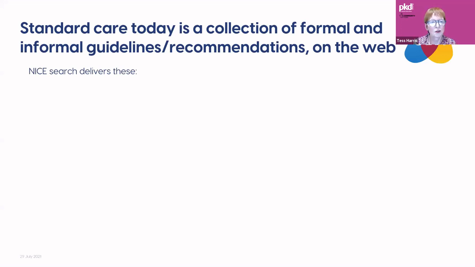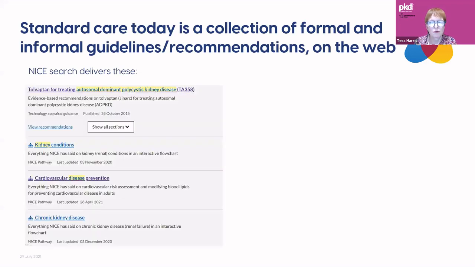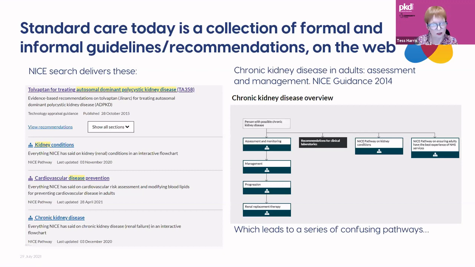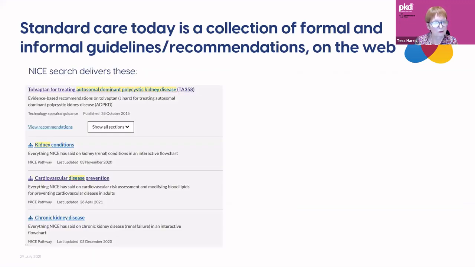If you start with a search of NICE, which would be the most obvious place to go, and type in autosomal dominant polycystic kidney disease, you will find 4 references, just 4. The first one is for Tolvaptan, the recommendation in 2015, which we discussed earlier. And then 2 rather interesting pathways relating to kidneys. One called kidney conditions, which actually leads back to Tolvaptan. It also leads to the other interactive pathway, which is chronic kidney disease, which is a guideline. And then there was another guidance or pathway on cardiovascular disease prevention. Sorry about that. I actually couldn't find any reference to ADPKD in that particular pathway.